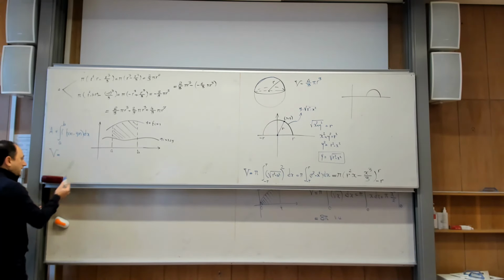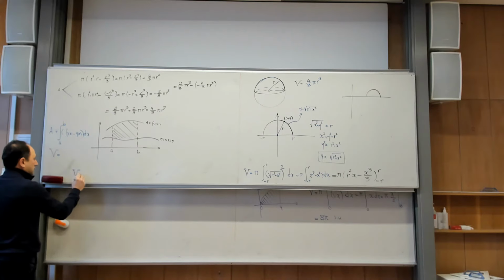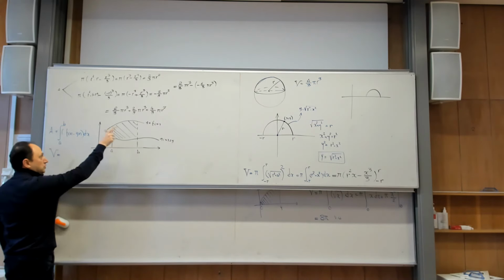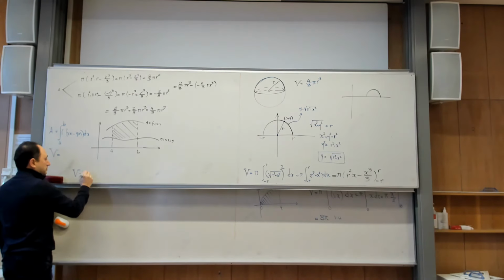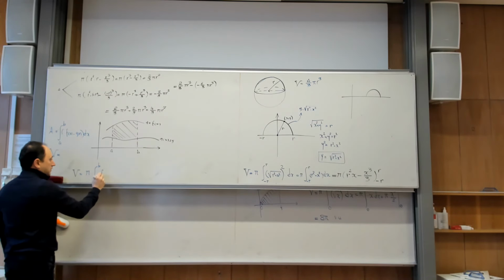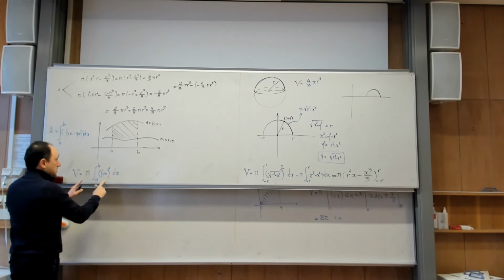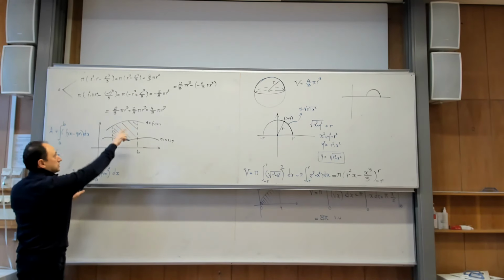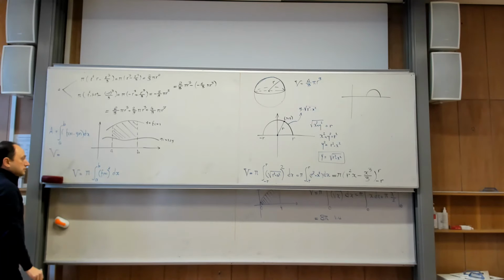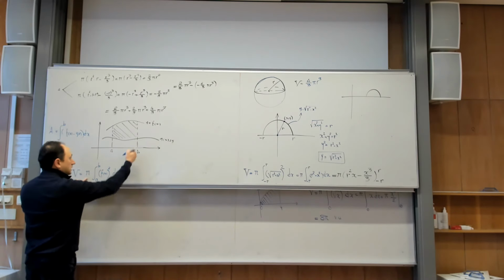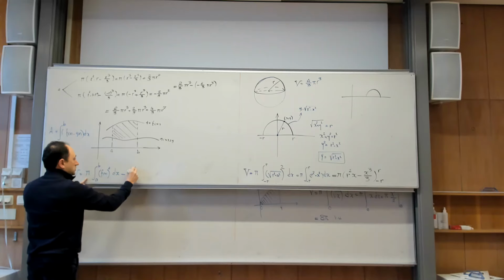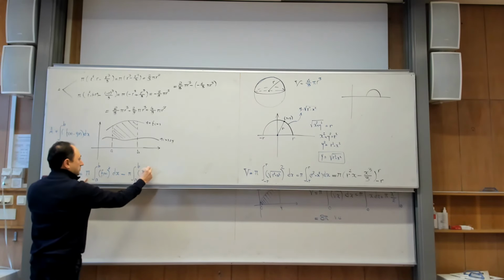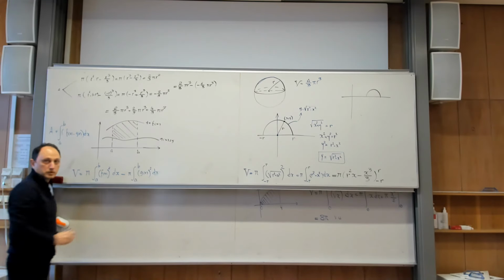So let me calculate. As you said, the volume is the volume of the one above, so which is pi integral from a to b f of x squared dx. This is the volume corresponding to the function f of x, minus the volume for g of x. This becomes the same integral, but instead of f of x, I will have g of x. That would be the formula.